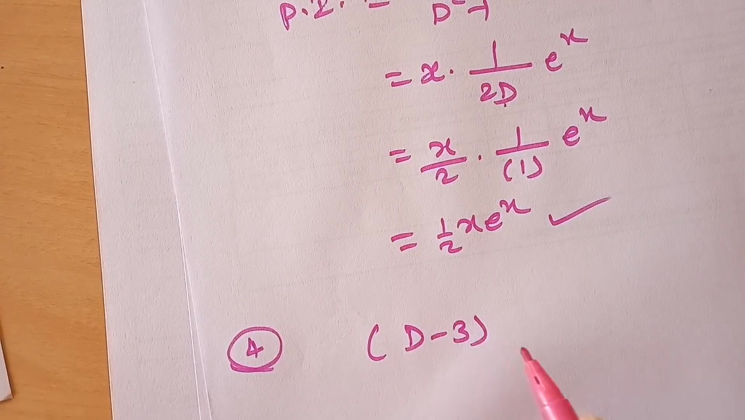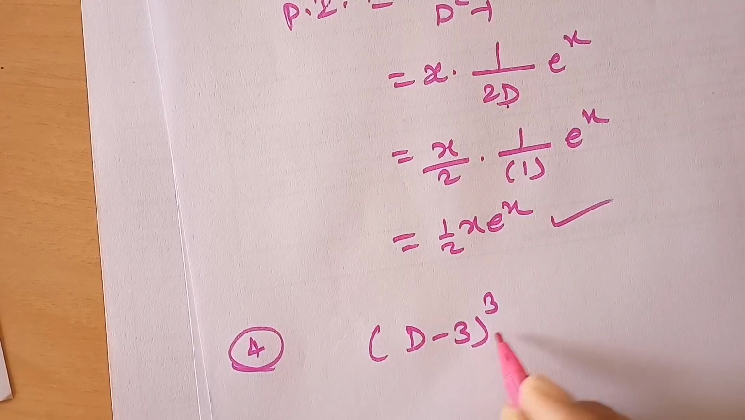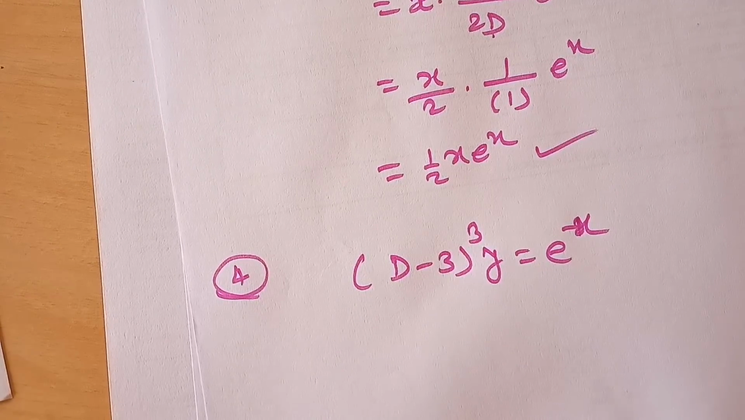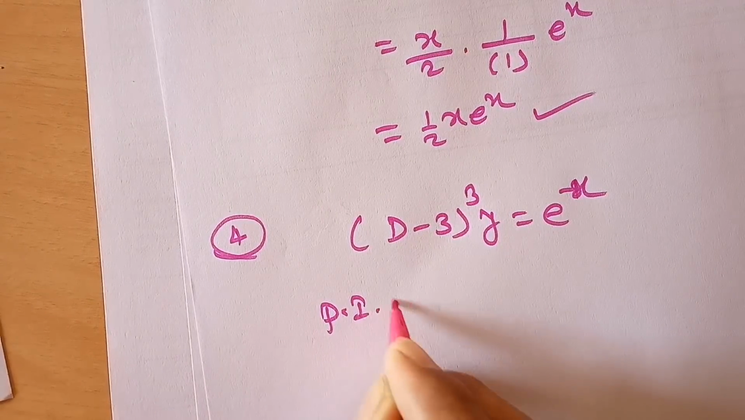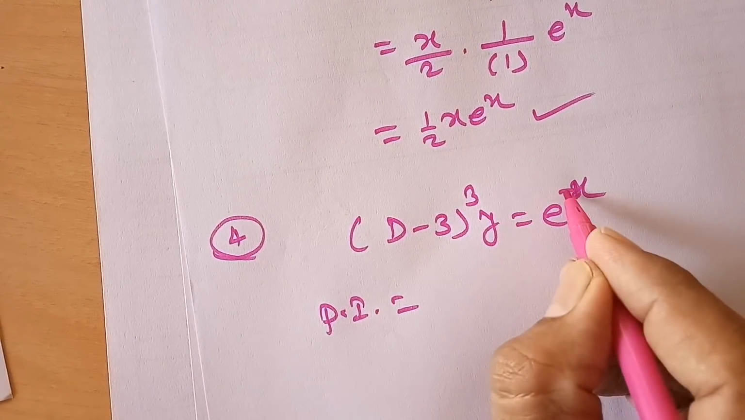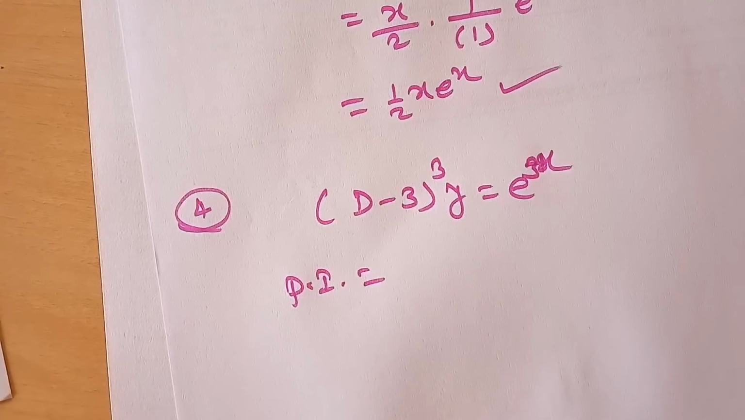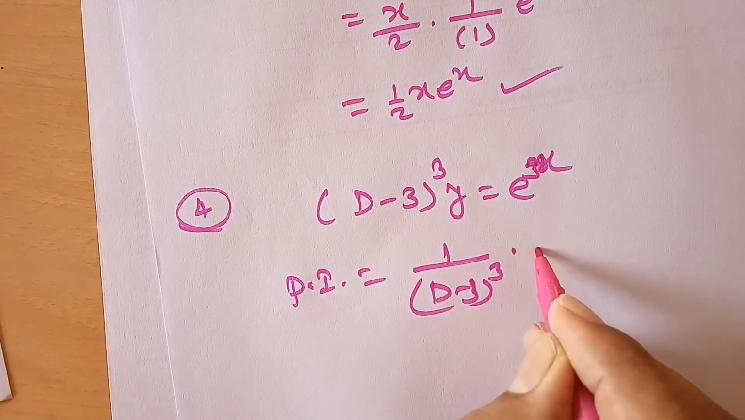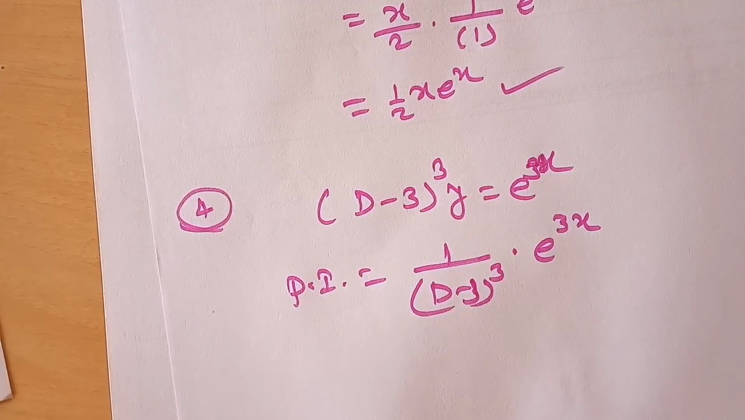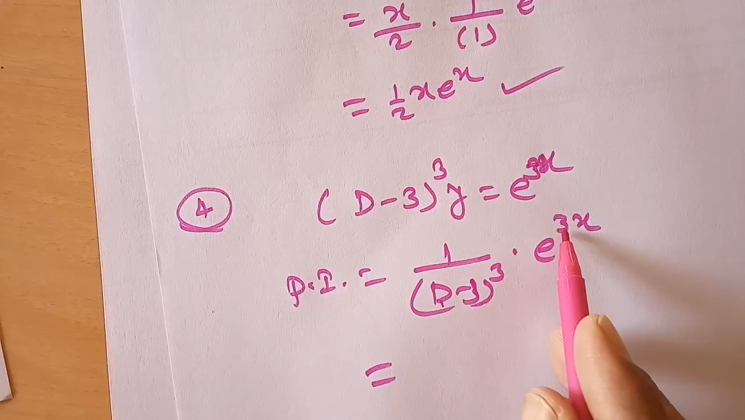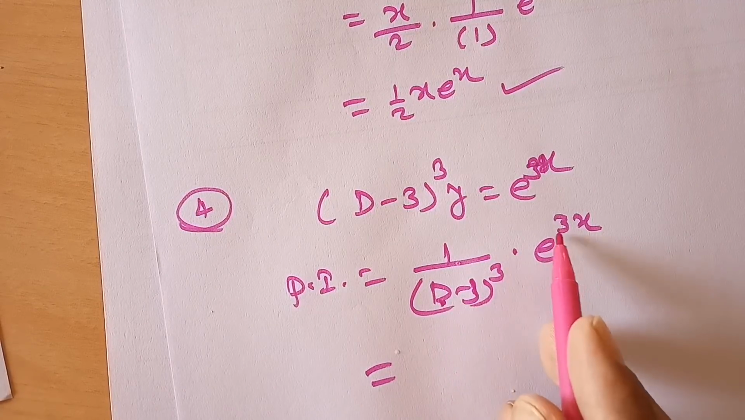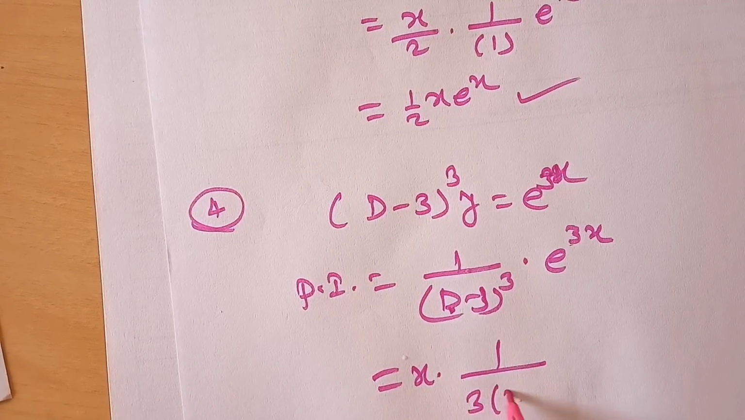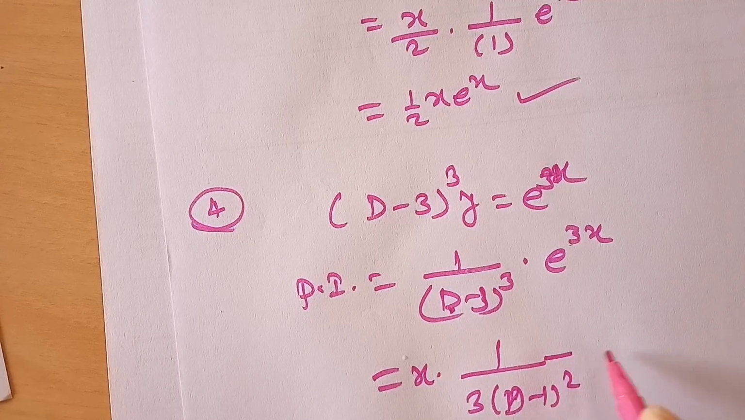Suppose (D minus 3) raised to power 3 into y equal to e raised to 3x. Again here, to find the PI, I will write 1 upon (D minus 3) cube into e raised to 3x. Now our method is that we have to replace this D by 3, and 3 minus 3 becomes 0. Therefore, we have to write x into 1 upon its derivative, which is 3 into (D minus 3) squared, into e raised to 3x.